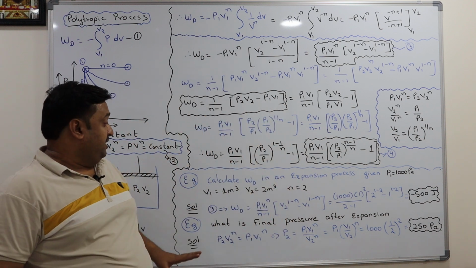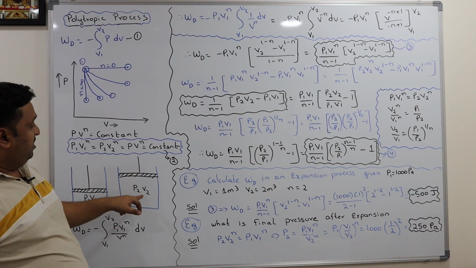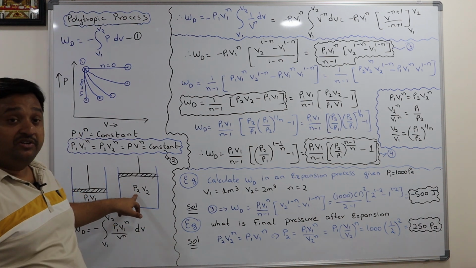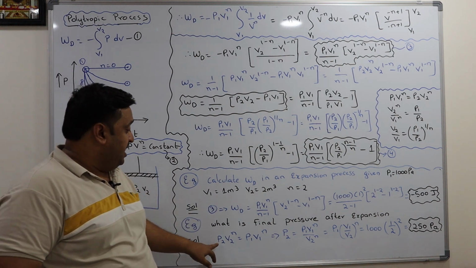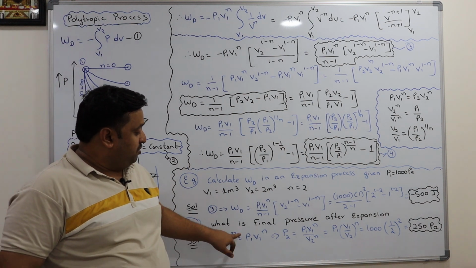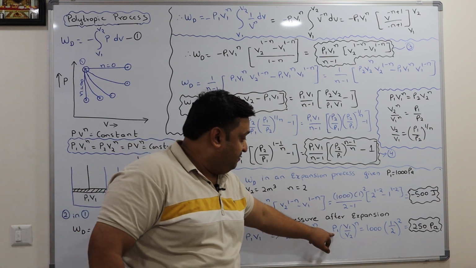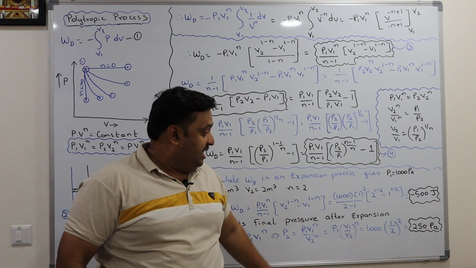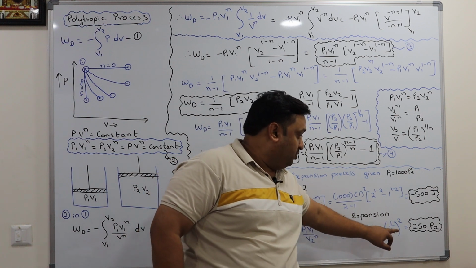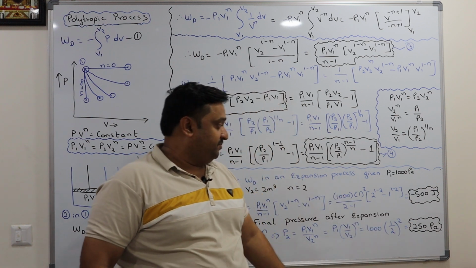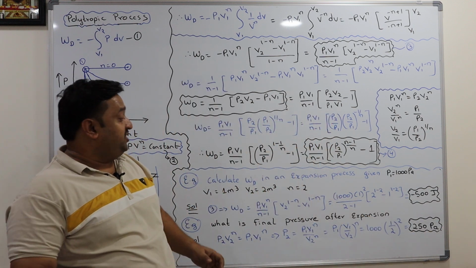And you know the initial pressure, initial volume, and final volume. What is the final pressure? You can use the same problem and further use the relationship P2 V2 power n is equal to P1 V1 power n. From this, P2 is equal to P1 into V1 by V2 whole power n. Therefore, P1 is equal to 1000, V1 equal to 1, V2 equal to 2, whole power n, which is squared. So P2 is 250 pascals.